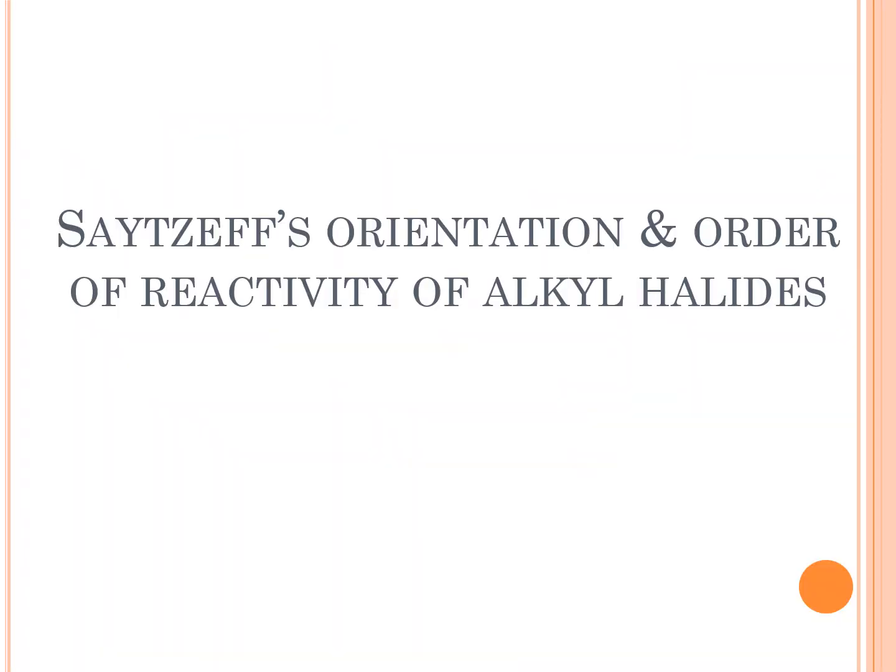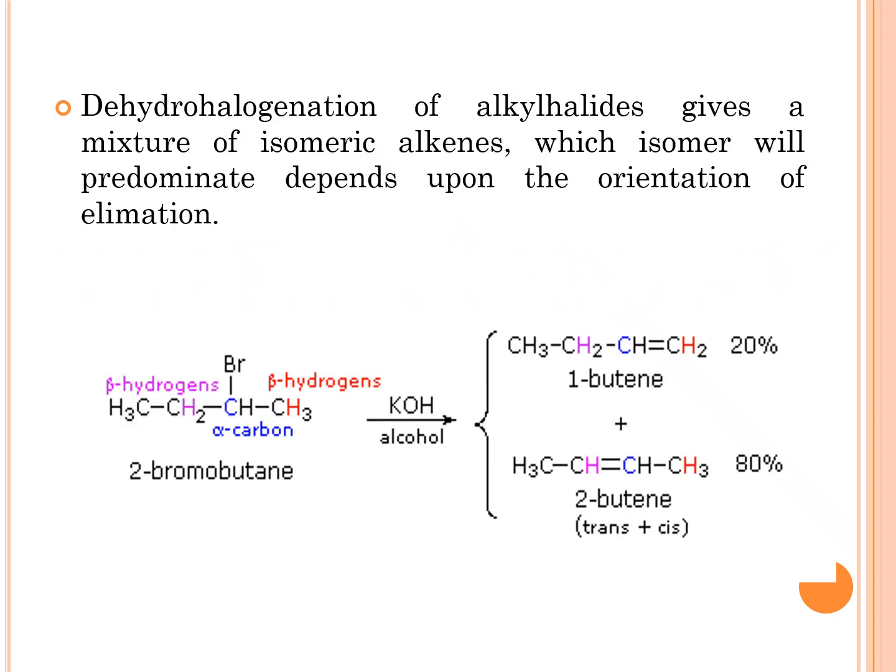So from those findings we are moving to the next topic, Saytzeff rule and its orientation, and order of reactivity of alkyl halides. The dehydrohalogenation of alkyl halides gives a mixture of isomeric alkenes. Which isomer will predominate depends upon the orientation of elimination. Here we are discussing the orientation of that elimination, why it is preferred and why the other is not preferred.